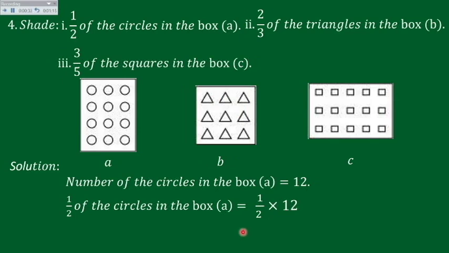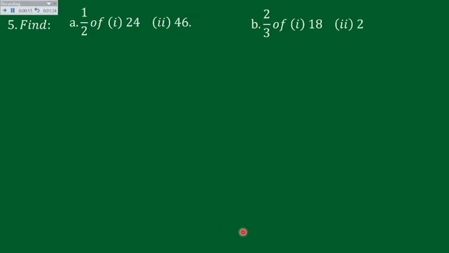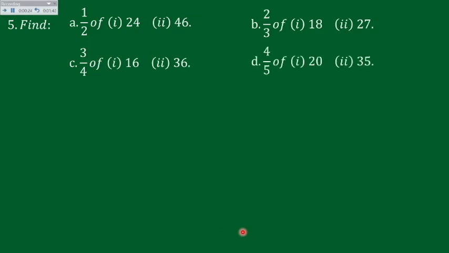Now I'm going to start the next question, question number 5. Find. First is 1 upon 2 of 24 and 46. Second 2 upon 3 of 18 and 27. C 3 upon 4 of 16 and 36. D 4 upon 5 of 20 and 35. See here, all the questions are similar to each other. I'm not going to solve all the questions. I'm going to solve one part of each. Okay. So 1 upon 2 of 24.